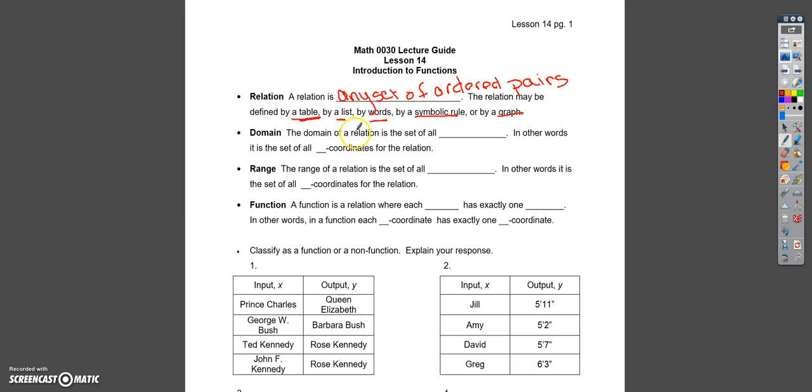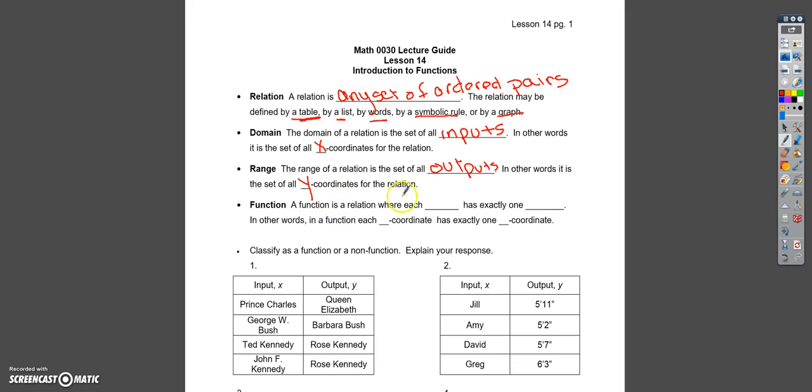The domain of a relation is the set of all inputs. In other words, it is the set of the x-coordinates of the relation. The range is the set of all outputs. In other words, it is the set of all y-coordinates for the relation.